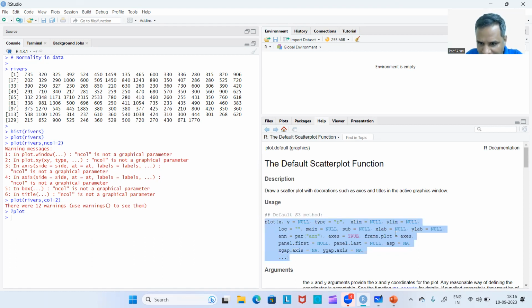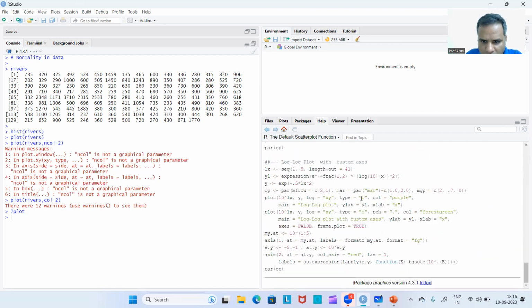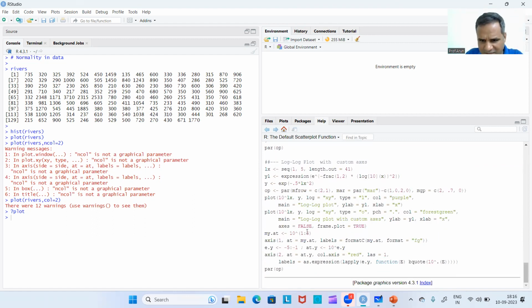This is a plot command, and whichever color you want, you can give. Somewhere it must be there how to change the color and all. In fact, if you go down, see, people use a lot of colors. Faro, a lot of things are there.